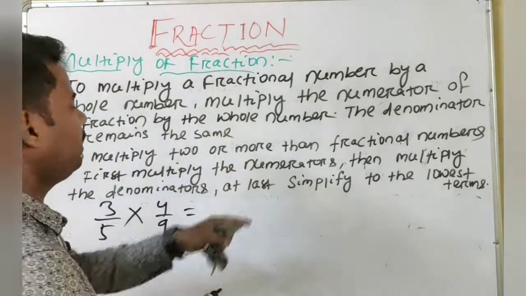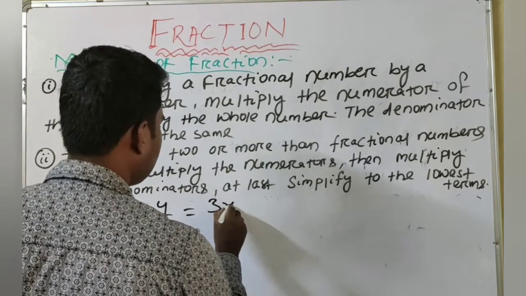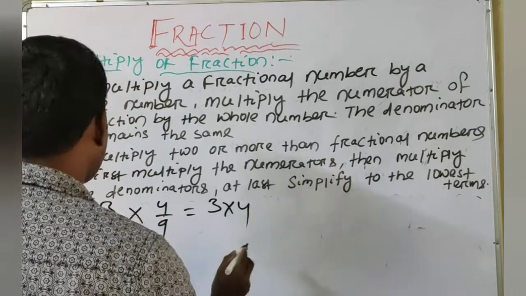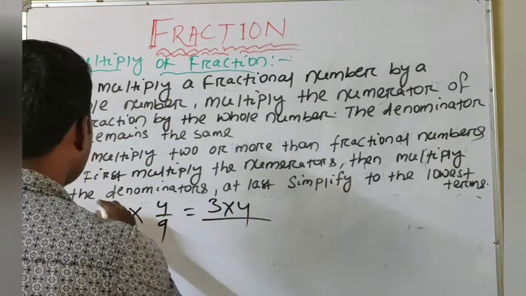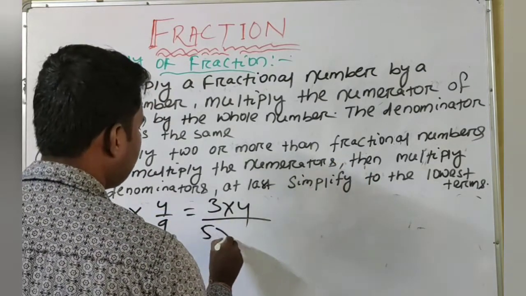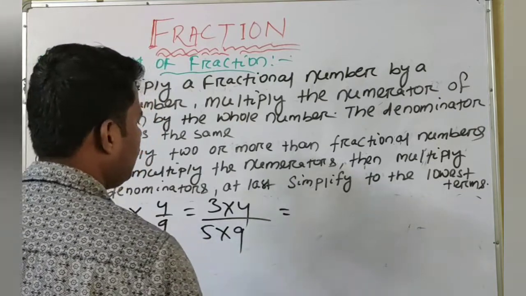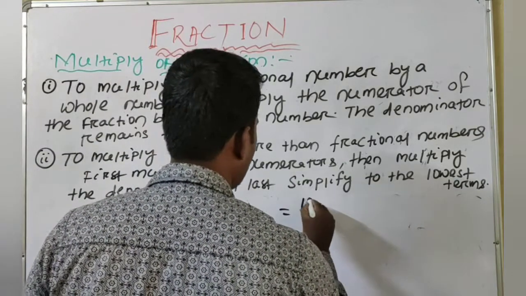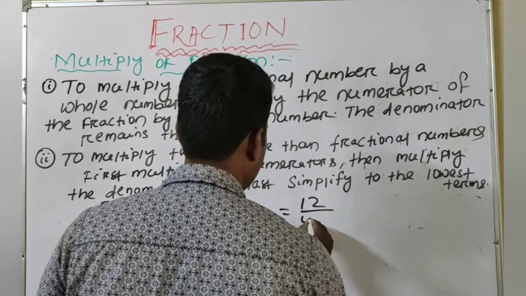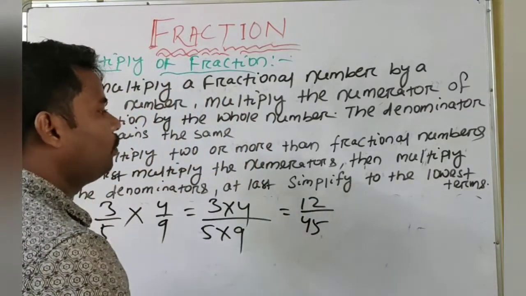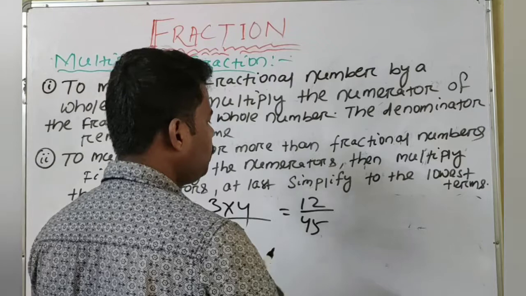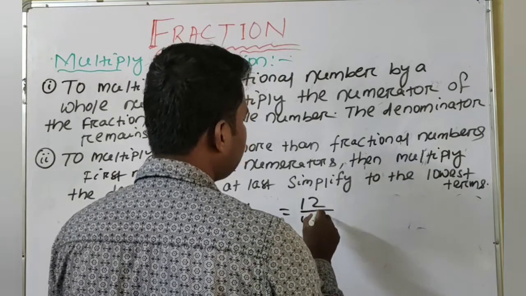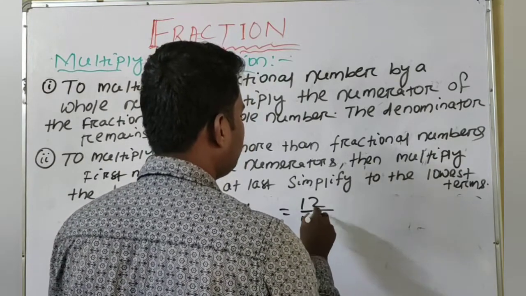First multiply the numerators, that means 3 into 4. Then multiply the denominators, 5 into 9, and we will get 12 by 45. Then simplify it to the lowest term. Simplify means we have to cancel out its HCF.